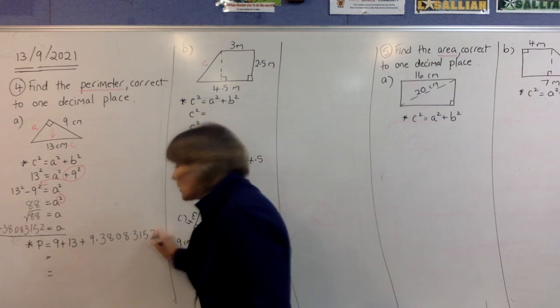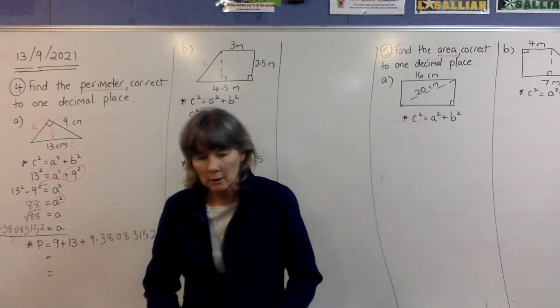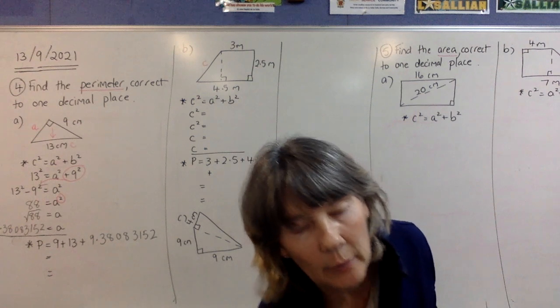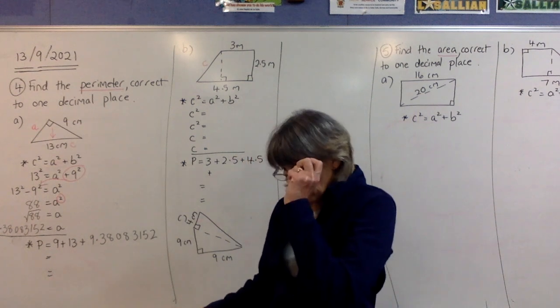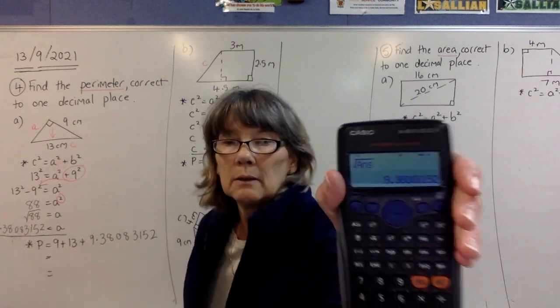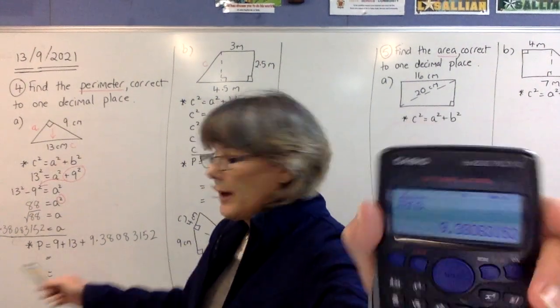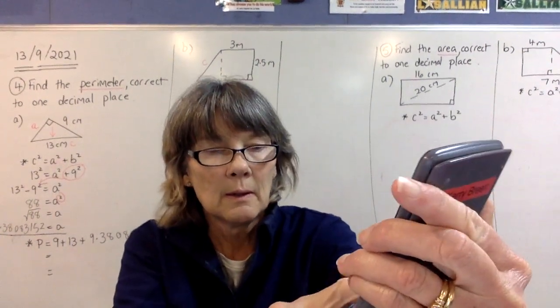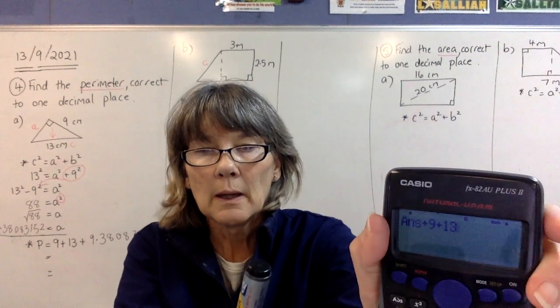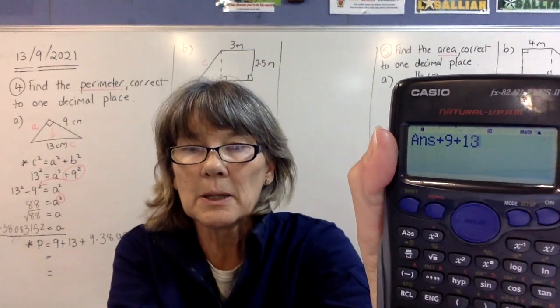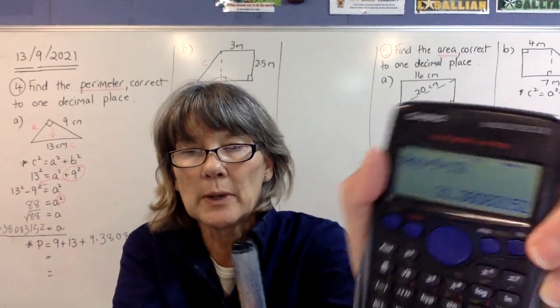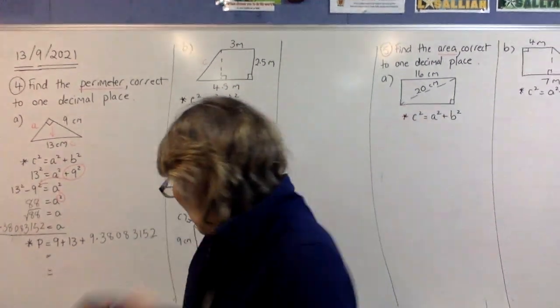Too many times the HSC markers comment on people rounding too early and then getting a wrong answer. So we've already got that decimal on our calculator. So now we're going to add the 9 and the 13 and press equals. So it says answer plus 9 plus 13 because that was the last answer we had. And that's our answer. Write it down.